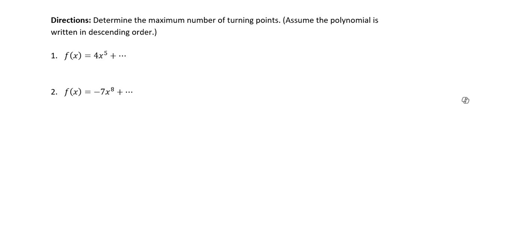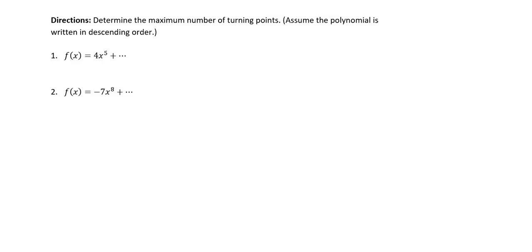In this video, we're going to be learning about turning points. The maximum number of turning points is your degree minus 1. And for the first couple of problems here, I'm given the first part of a polynomial, and we're going to assume the polynomial is written in descending order.